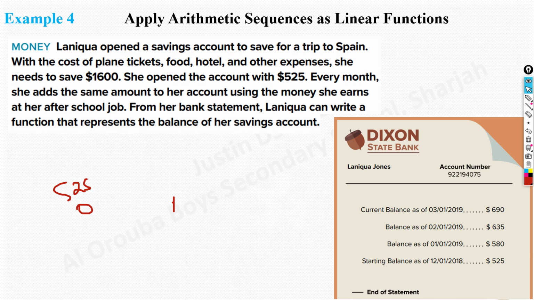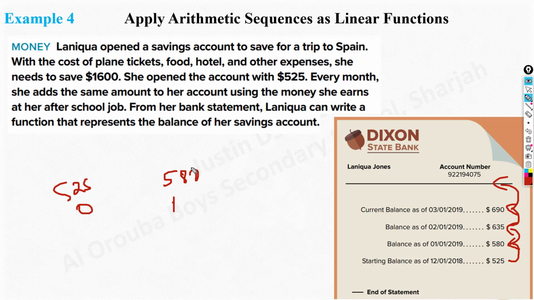Every month she adds the same amount. So for 1 month, whatever is being added over here, the same amount is being added next time, next time, next time. That's what it means. So she started with 525. It's like the initial amount. Then how much is being added over here? You can see it is $55. So 55 must be added to the previous one. 55 plus 525, that will be 580.